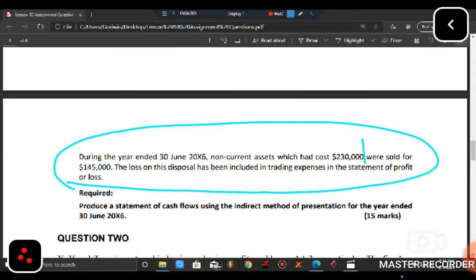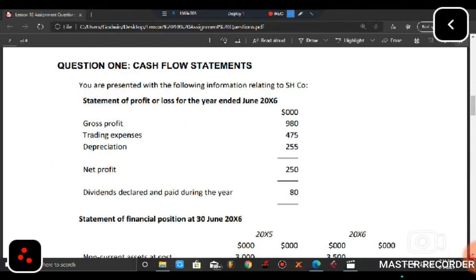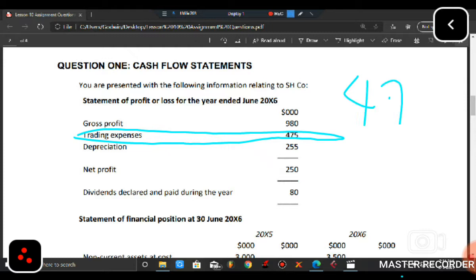What else took place in our additional information? We sold an asset for 145,000, and they are saying this asset we sold it on a loss, and this loss is included in the trading expense. Now remember that the trading expense will be found in our profit or loss account. Remember, a loss is an expense. But then this 475 is not a loss on disposal. We have to calculate the loss on disposal.